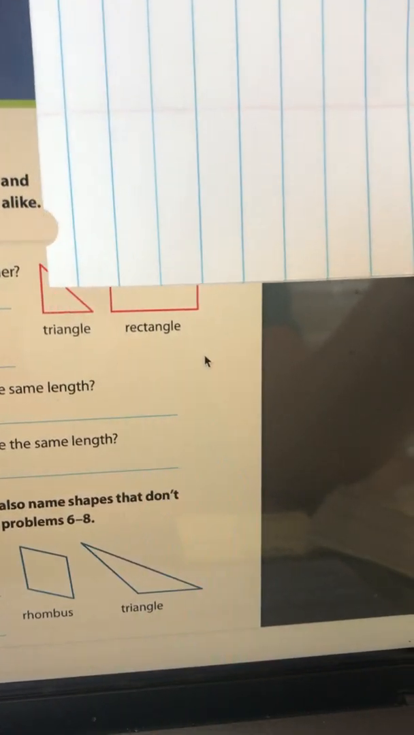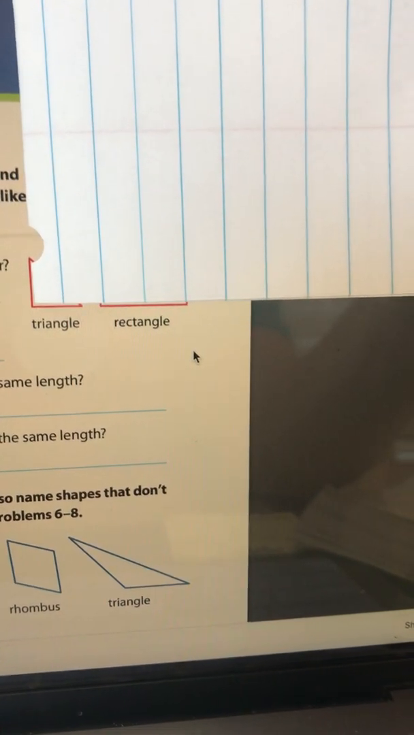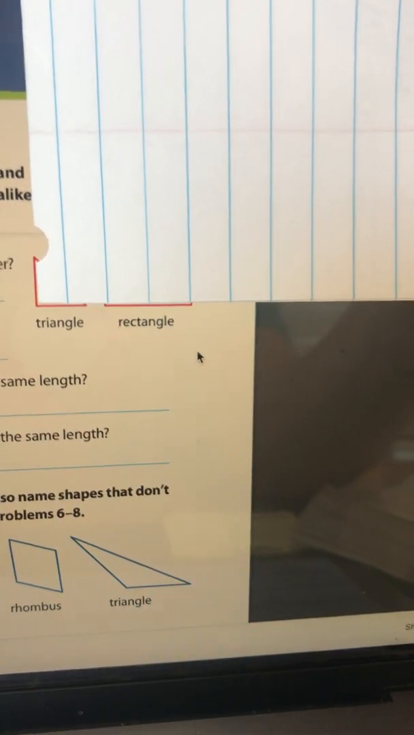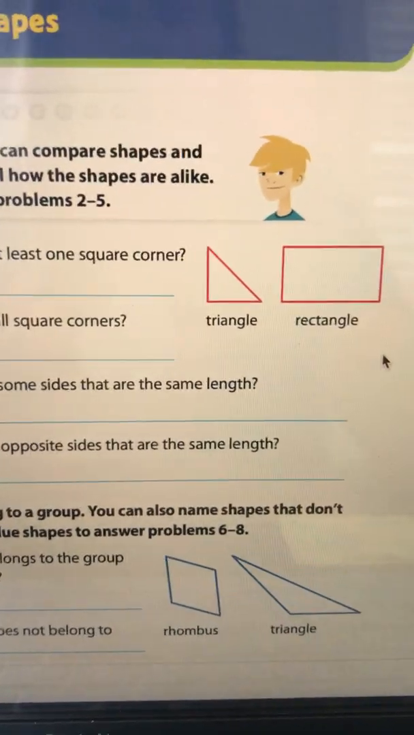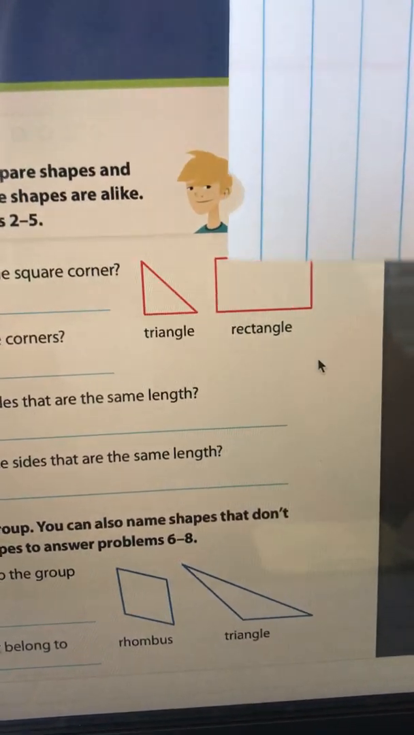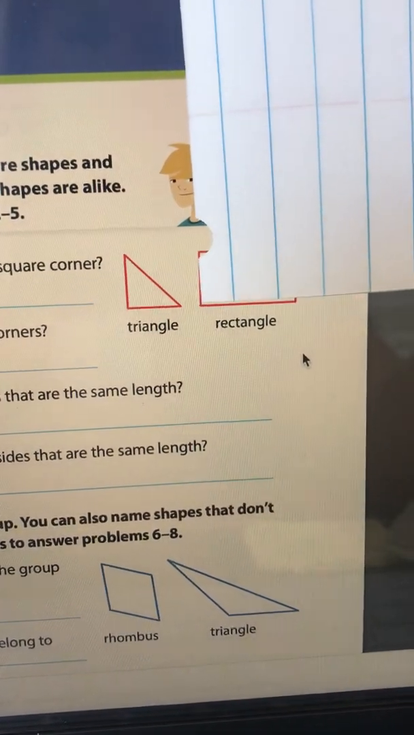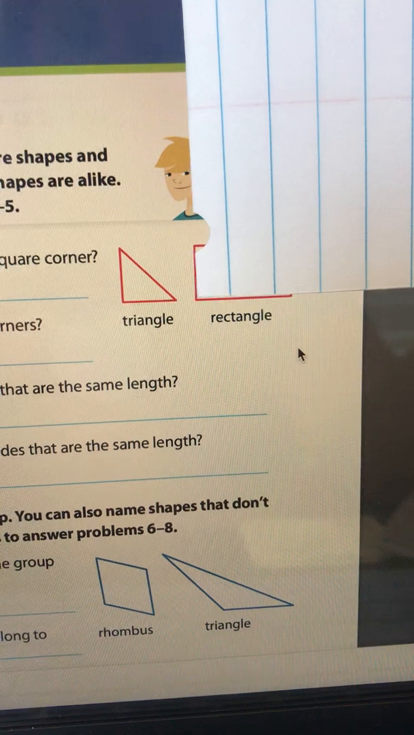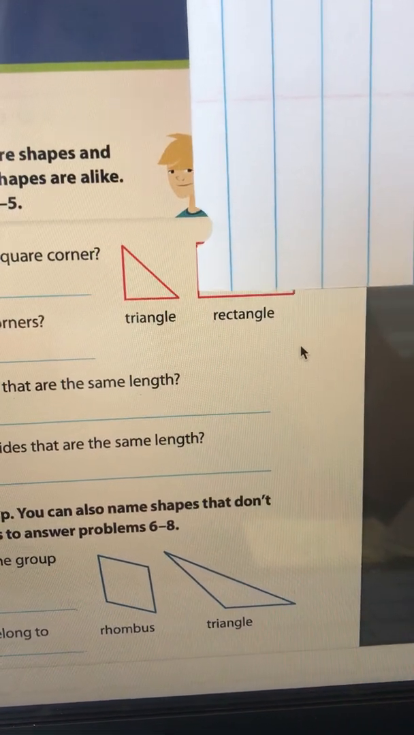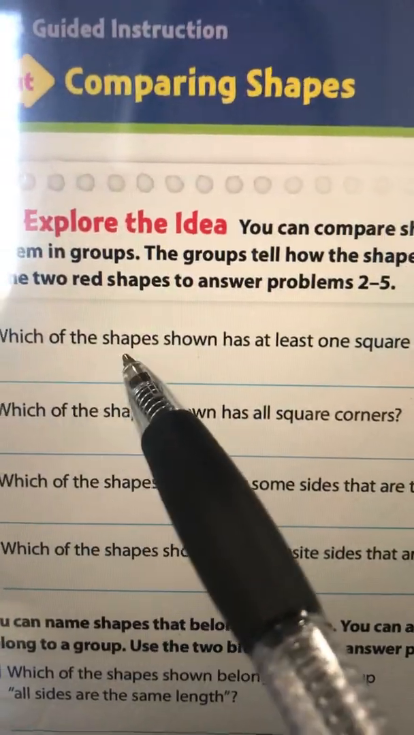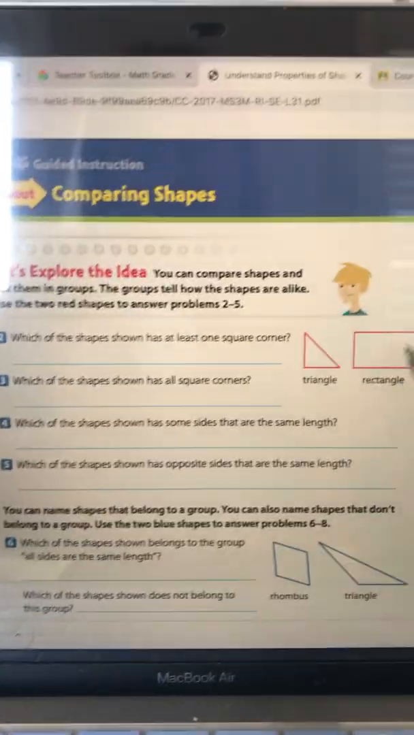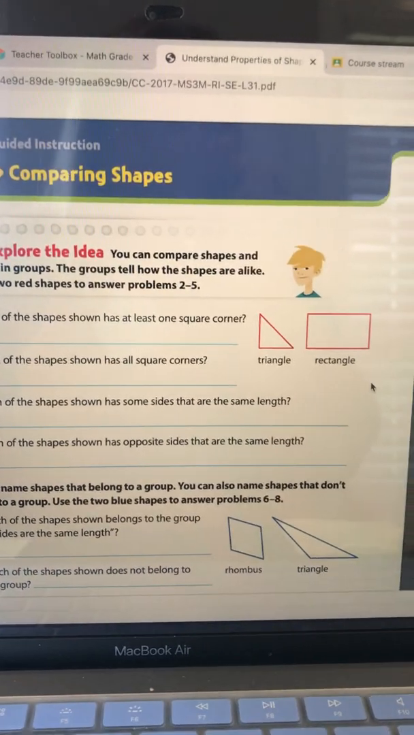So let's start with this triangle. Does that square corner fit? Yes. So I can see the triangle has at least one square corner. What about this rectangle? You see how there's a red line on both sides and it fits and they're perfect? So the rectangle also has at least one square corner. So on number 2, we're going to want to write triangle and the rectangle. Both of these shapes have at least one square corner.